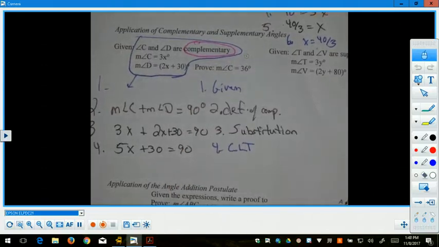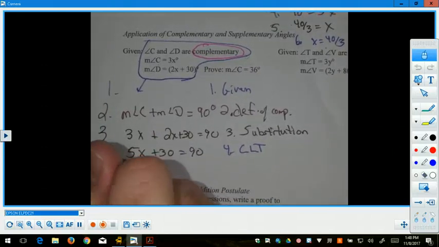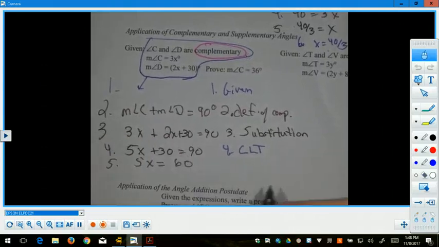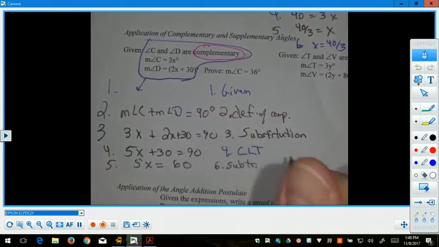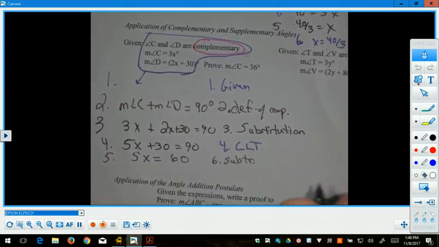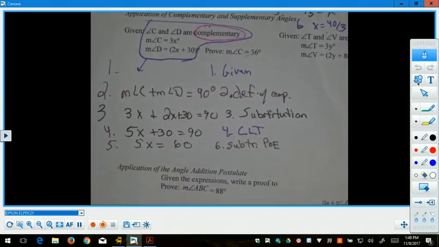In our book, they just say simplify. Next, I'm going to subtract 30 to solve for x. So I now have 5x equals 60, since 90 minus 30 is 60. Since I subtracted, I used the subtraction property of equality. If you're going to abbreviate, make sure you put the R so you don't confuse it with substitution. And lastly, in terms of solving for x, I'm going to divide by 5.